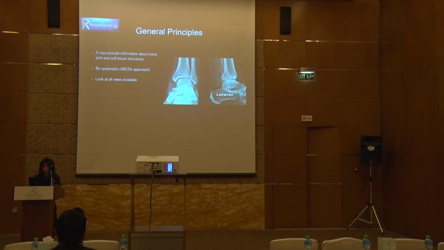So sometimes you need two views to visualize the abnormality, because bone is a 3D structure. The lesion could be not in line with the beam of the X-ray, so maybe you need to visualize it from another angle to be able to see it. Especially if you're thinking fracture, it's better to order two views so that you don't miss the fracture.